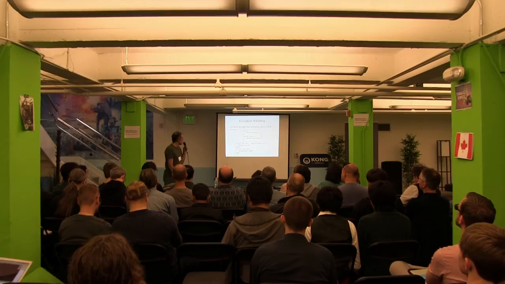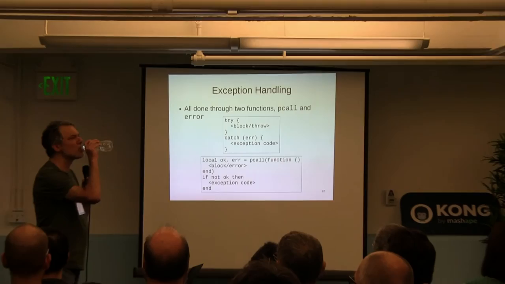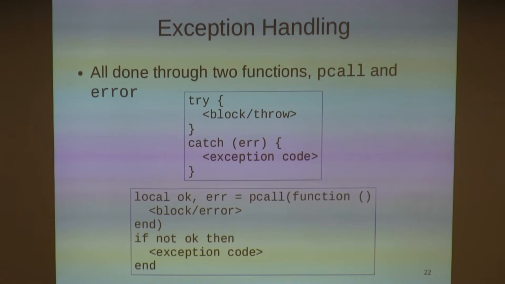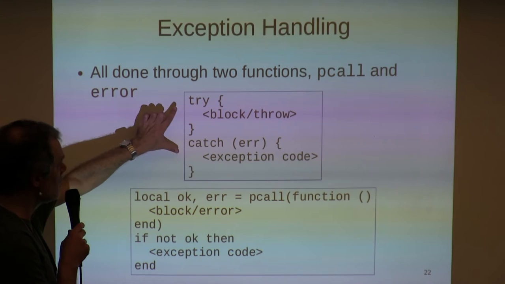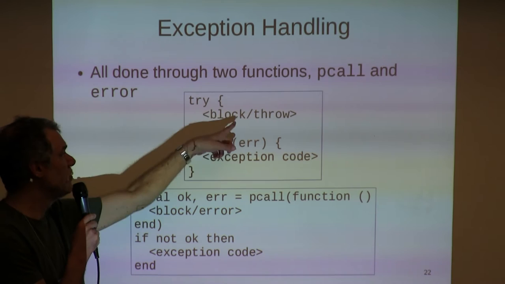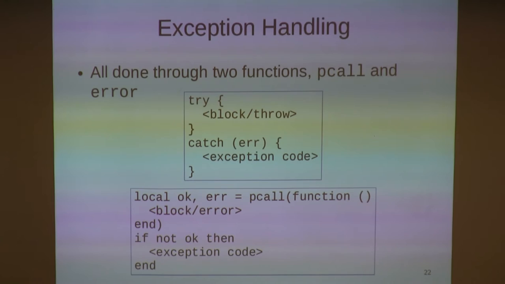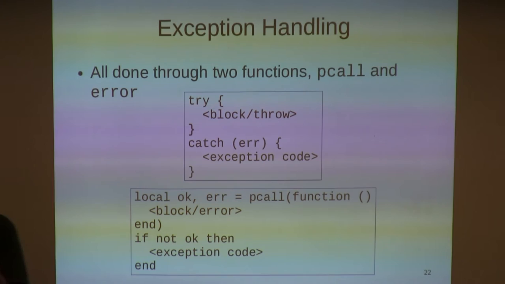So let's see, for instance, another example now of how we use those things in Lua, how Lua does exception handling. In most languages, this is a warning, this is not Lua, this is how most languages do exception handling. You have a try with a block, and then you have a catch for exceptions. In Lua, we provide that construction with functions. We have one function that is pcall, from protected call. You provide a function and optional arguments, and it calls that function with those arguments.